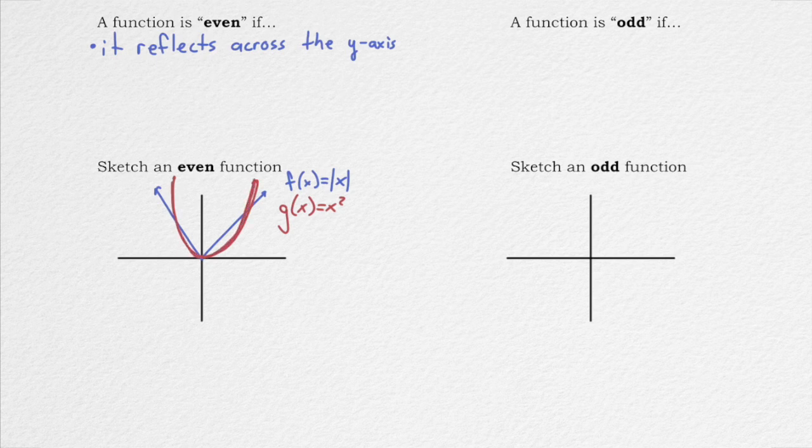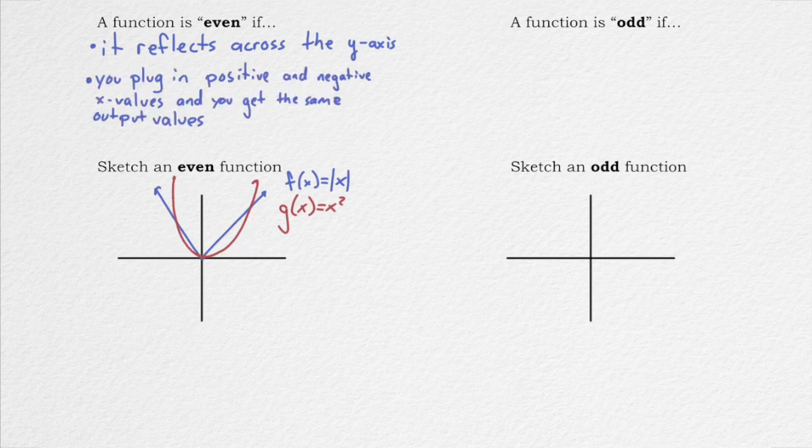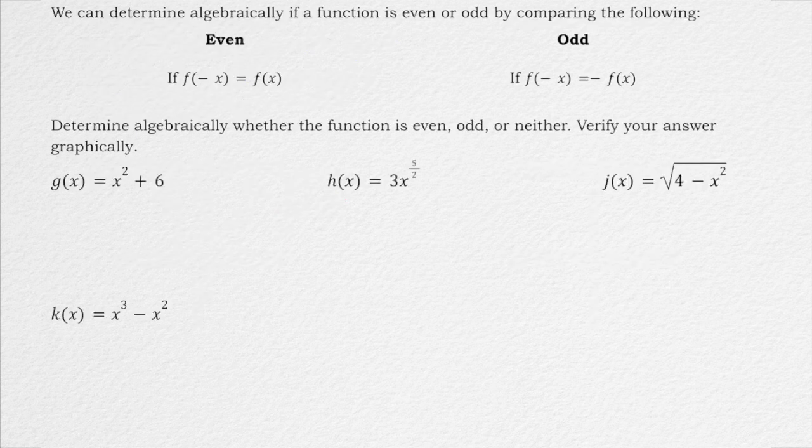If I look at positive x values, that means I'm going to the right. I end up with these positive y values. If I look at the negative x values going to the left, I end up with the same y values. So you could say if you plug in positive and negative x values and you get the same output values, that's an even function. If we skip ahead in the notes a little bit, that's what this is showing me here. If you plug in negative x values and positive x values, you get the same output. We're saying that these outputs are equal to each other.